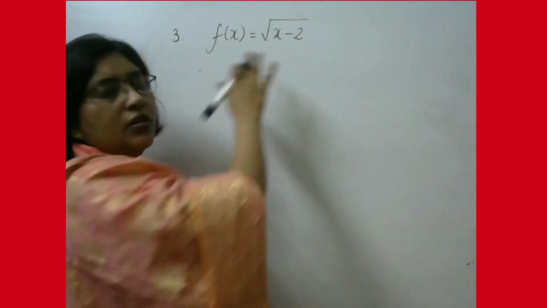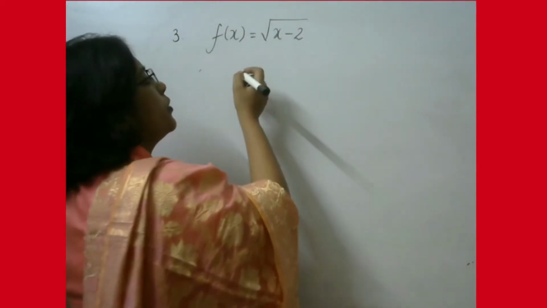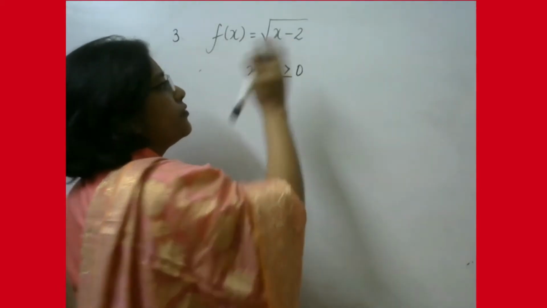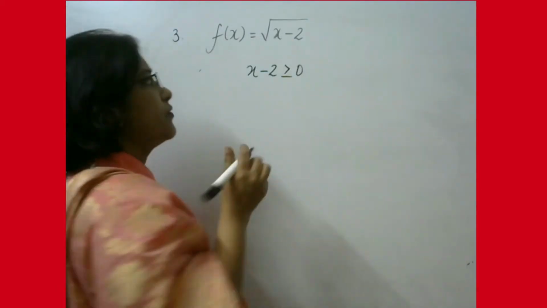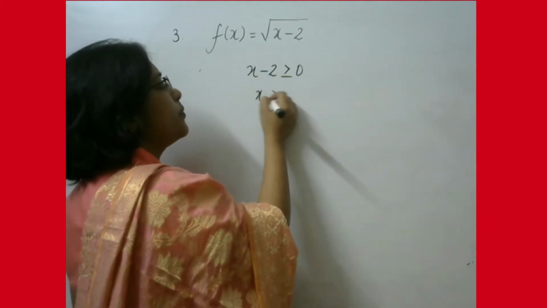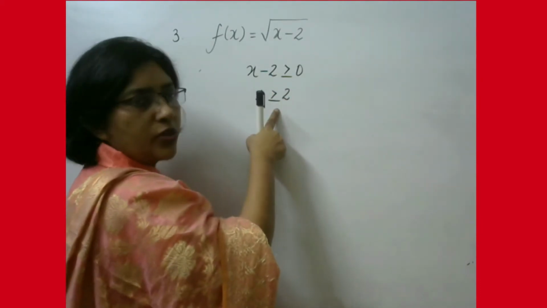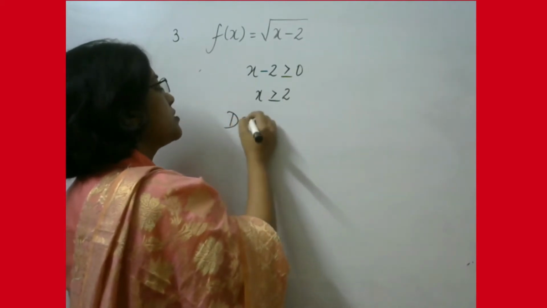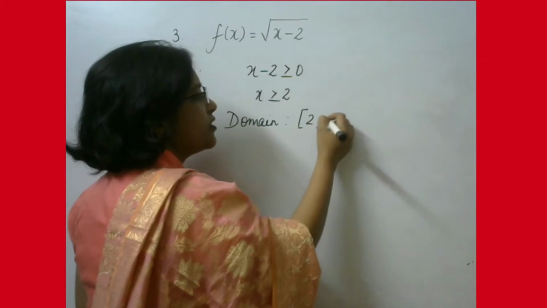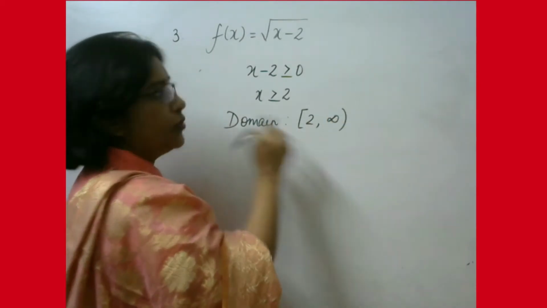So now taking root of x minus 2. Now we know that we do not want a negative value within the root. It should be non-negative. So we are taking x minus 2 greater than or equal to 0. That makes x to be greater than or equal to 2. So the domain is going to begin from 2, or it is to infinity, including 2.